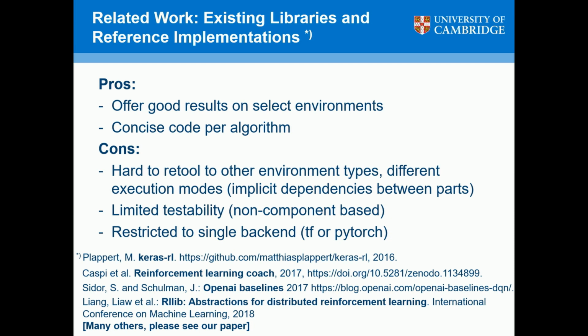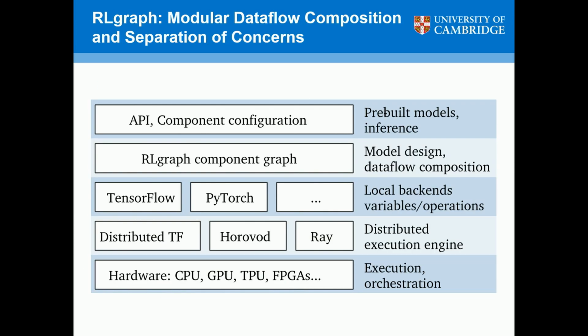So you cannot take out a component from this code and test it as a single component, or take out two components and test them together in combination. This leads to limited testability, and also often they're restricted to single backends. So it's either they support TensorFlow or PyTorch. Some of them have a set of algorithms that runs on TensorFlow and a set of different algorithms that runs on PyTorch. You see a list here of the other methods that we mentioned in the paper, and there's actually more. You can go to the paper and check out the discussion on the related work.